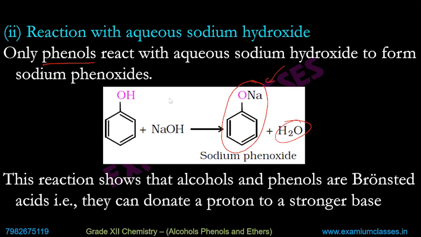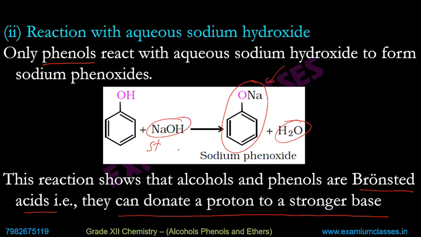This reaction shows that alcohols and phenols are Bronsted acids. They can donate a proton to a stronger base. NaOH is a very strong base. And this H is given as H plus, and that is the definition of a Bronsted acid. For example, H2SO4 gives H plus, HCl gives H plus. So that's why it is a Bronsted acid also.